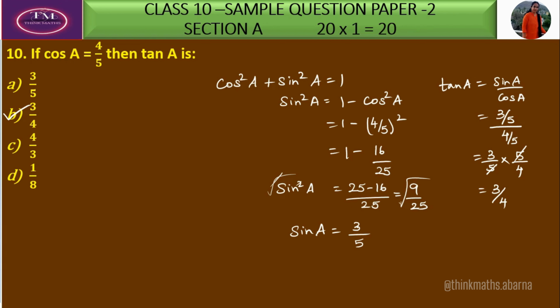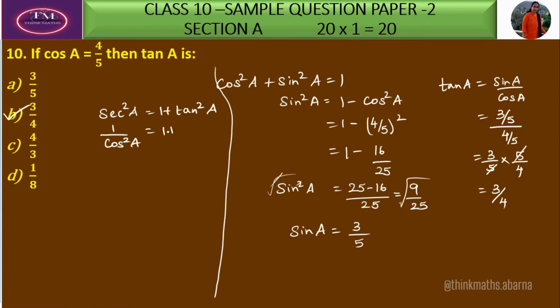So you can use this relation. Also we know that secant square A is equal to 1 plus tan square A. So this one also can be used. So secant square A is nothing but 1 by cos square A equal to 1 plus tan square A. So what is cos A? It is 4 by 5. So 4 by 5 whole square equal to 1 plus tan square A. So 1 divided by 4 square is 16 and 5 square is 25 equal to 1 plus tan square A.